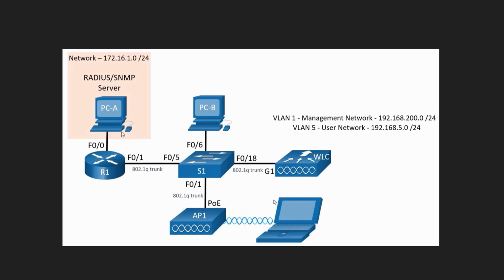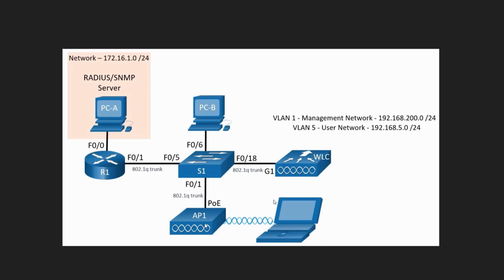How is this going to work? Well, instead of having every wireless client sharing the same pre-shared key of Cisco123 as their wireless password, what if each wireless user had their own unique username password combo to gain access to the wireless? Well, they can. We're going to configure the wireless LAN controller to communicate with a RADIUS server, which will be PCA. PCA will be the centralized location that we will store our users' username and password combinations.